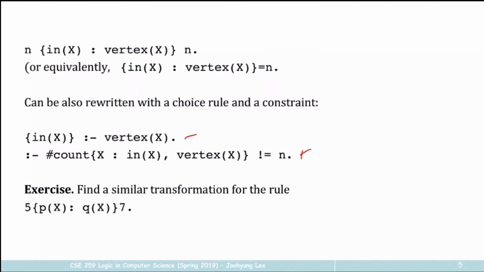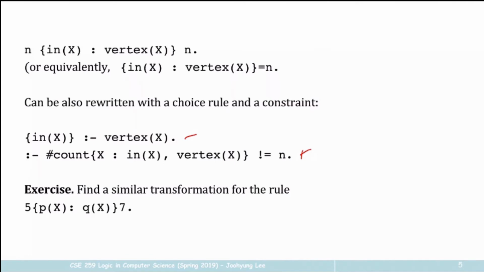Here is an exercise for you. Okay, so this one is a bit different. Here we are trying to find P, a subset of Q, but contains at least 5 elements and at most 7 elements. Okay, how do we write this thing using the count aggregate?